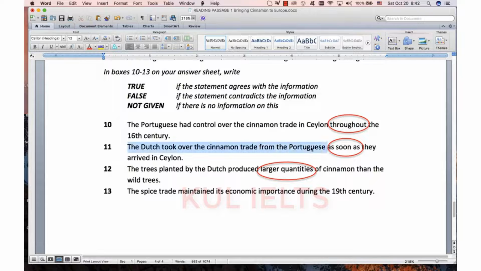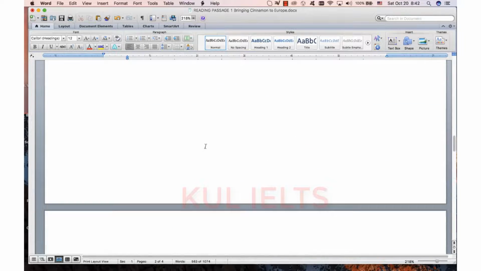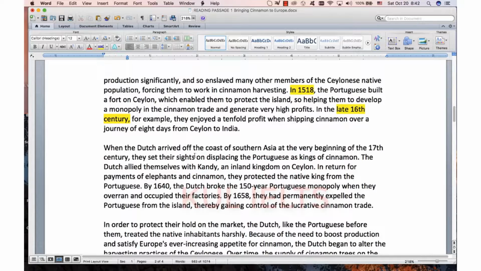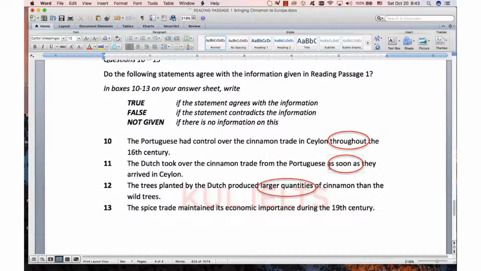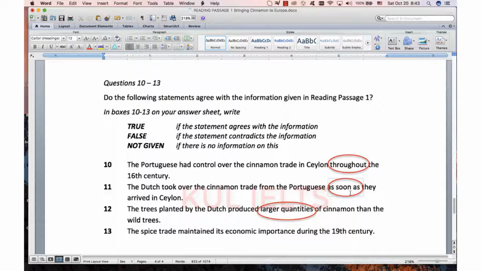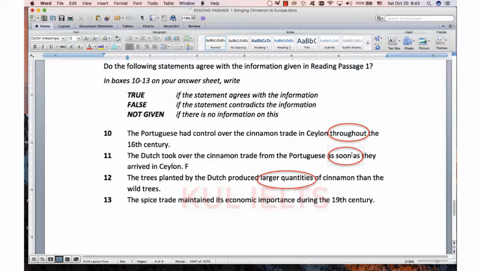The Dutch took over the trade as soon as they arrived in Ceylon. Did they take it over immediately? The Dutch arrived at the beginning of the 17th century. And then in 1640, they broke the Portuguese monopoly. So it took them 40 years when they overran and occupied their factory. It took them 40 years to do it. So it wasn't as soon as. If it was as soon as, it would be in 1601 when they arrived. So it wasn't as soon as. It was 40 years later. So that must be false, because it's not as soon as.